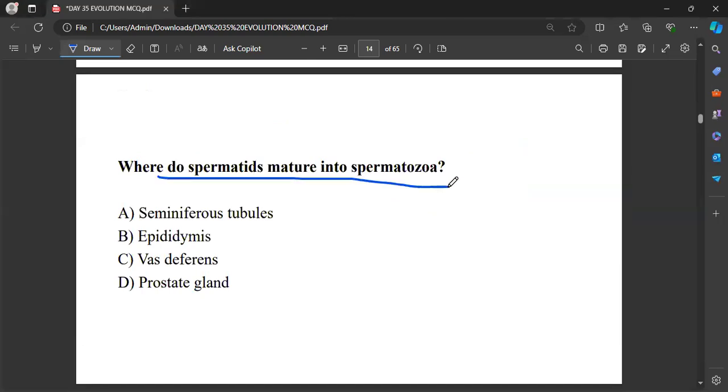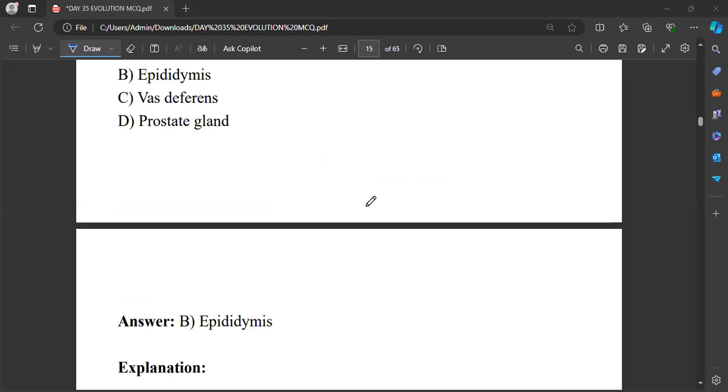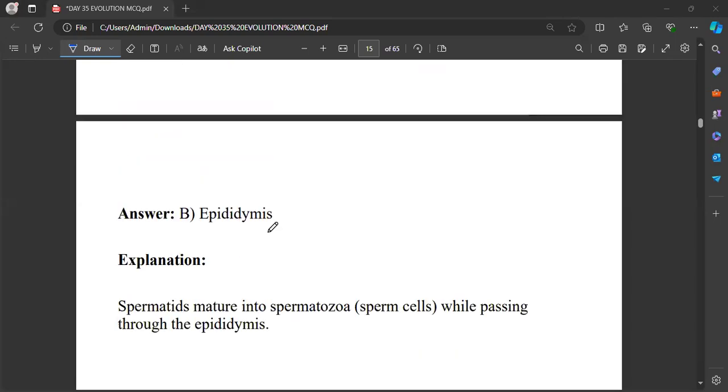Where do spermatids mature into spermatozoa? Where will be the location? Please be on time. See, I have explained the concept. Just go through the recording. Yeah, that will be the epididymis. Okay.